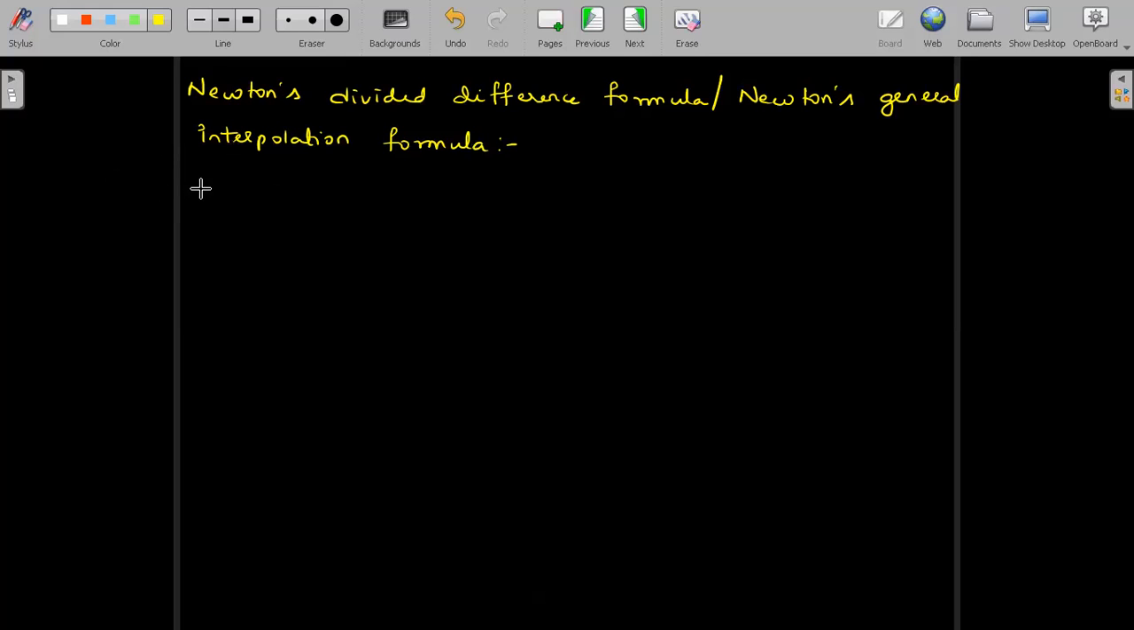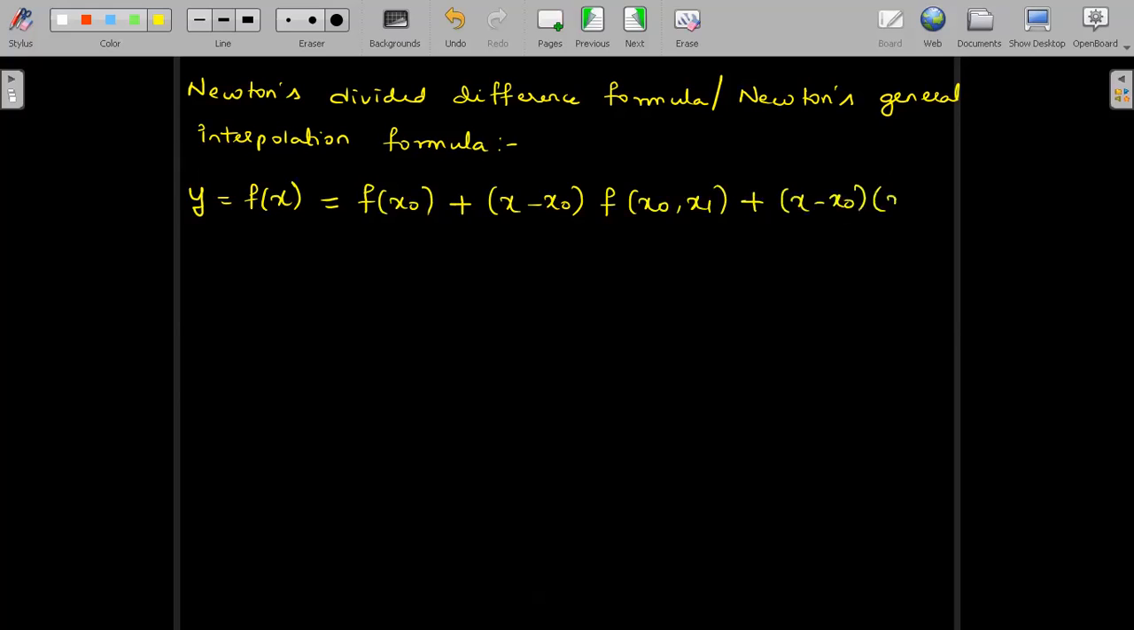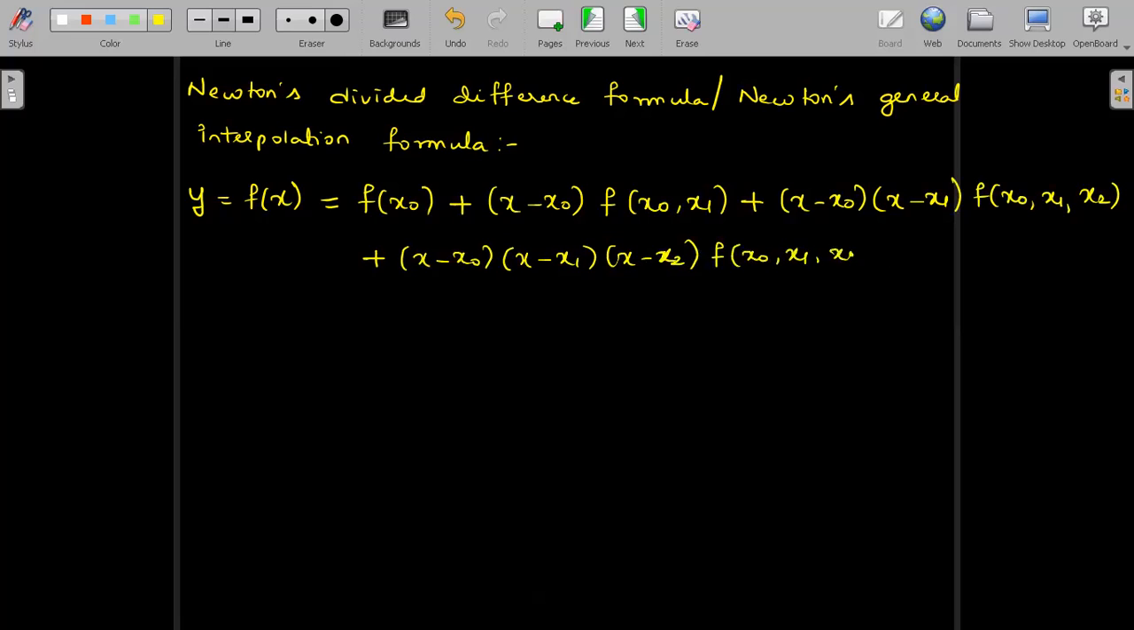Now we will write down this formula. Y is equal to f of x, which is equal to f of x naught plus x minus x naught into f of x naught, x1, plus x minus x naught into x minus x1 multiplied by f of x naught, x1, x2. I will write one more term: x minus x naught, x minus x1, x minus x2 multiplied by f of x naught, x1, x2, x3, etc. So this is our formula.